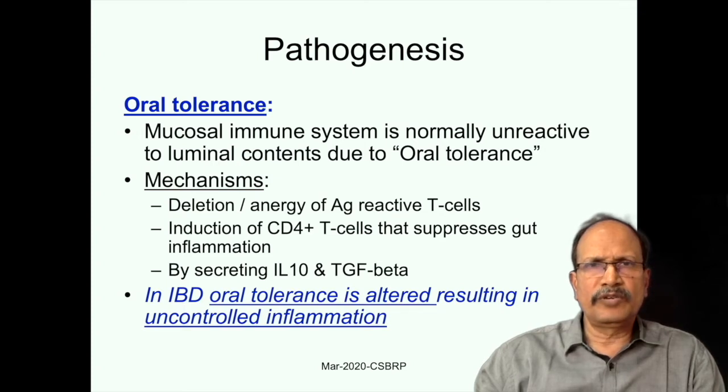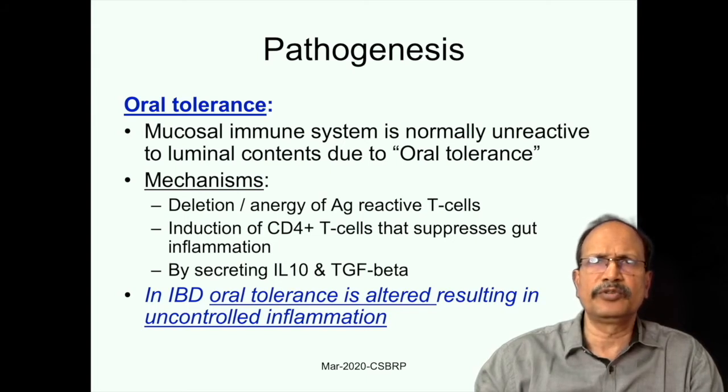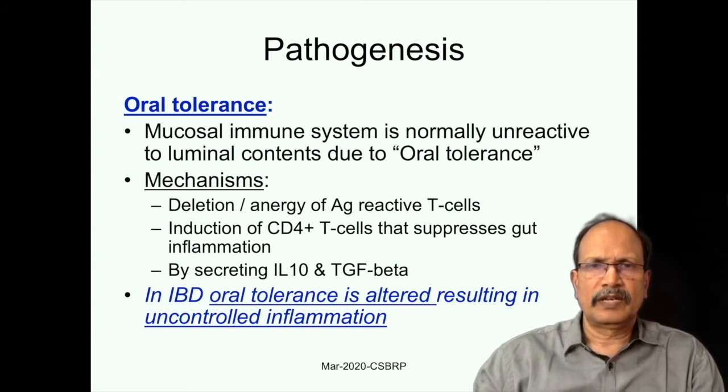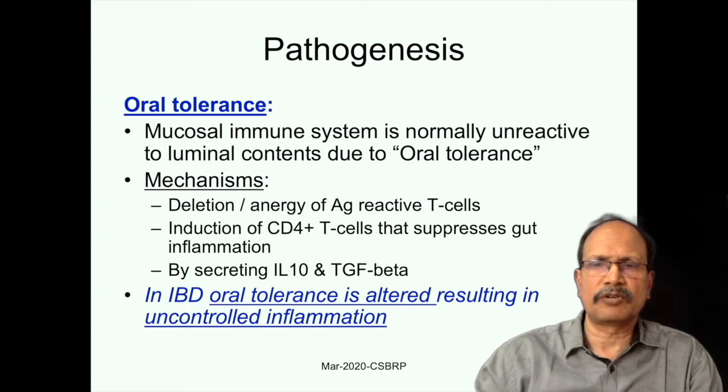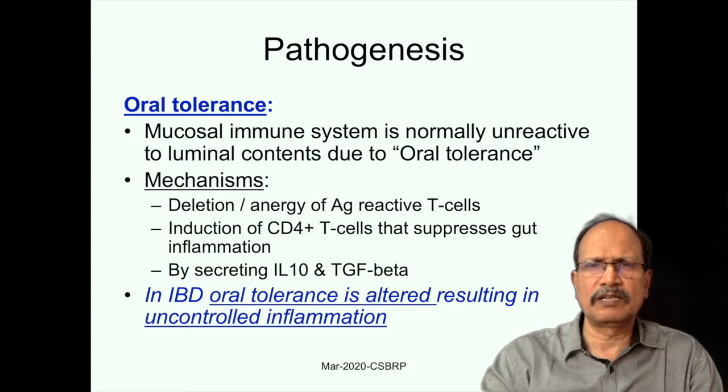So why don't we react towards the commensals? There are proposed mechanisms, and this is due to removal or elimination of the reactive T cells that are produced against these bacteria. Also we produce T cells which suppress gut inflammation, and the body also secretes interleukin 10 and transforming growth factor beta, which help in tolerating these organisms without causing any inflammation. So in IBD, oral tolerance is altered, resulting in inflammation.